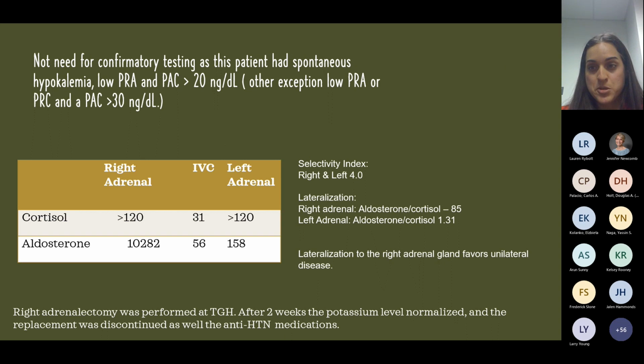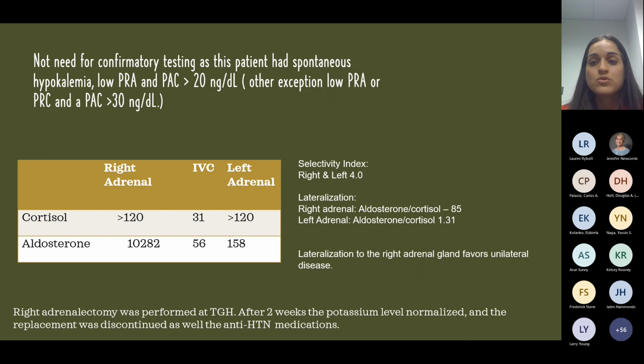Then there are some exceptions for confirmatory tests, and you're going to see it here and in the next slide. If we have a patient with spontaneous hypokalemia, as in this patient, and a low plasma renin, and an elevated aldosterone of more than 20, or a patient with a low plasma renin and aldosterone of more than 30, you don't need to do confirmatory testing for primary hyperaldosteronism because there's no other cause.